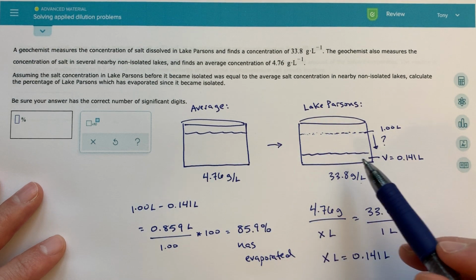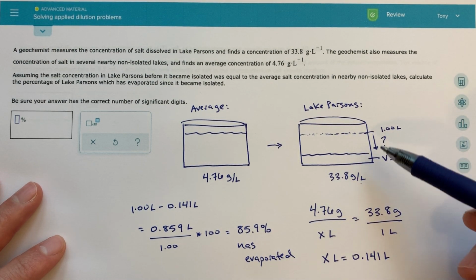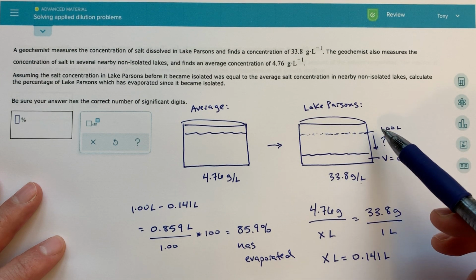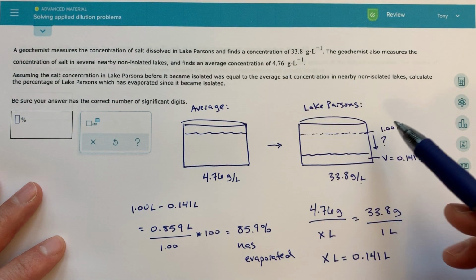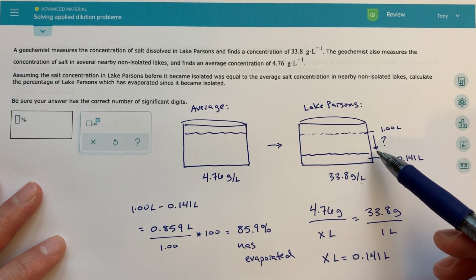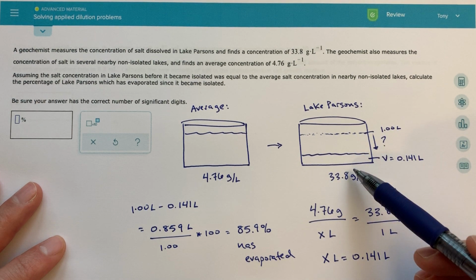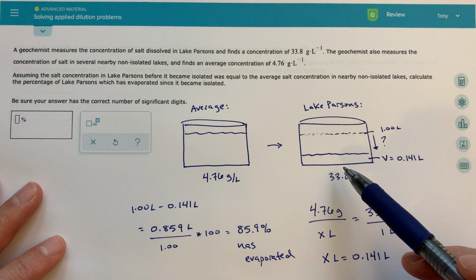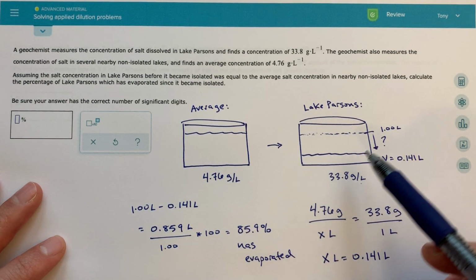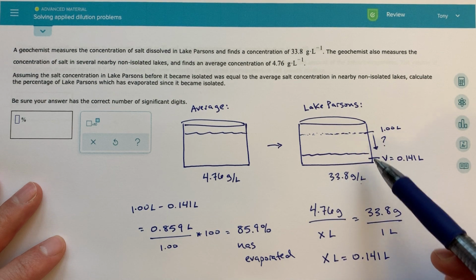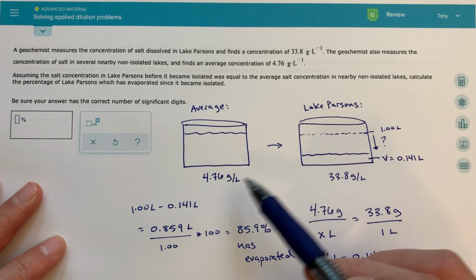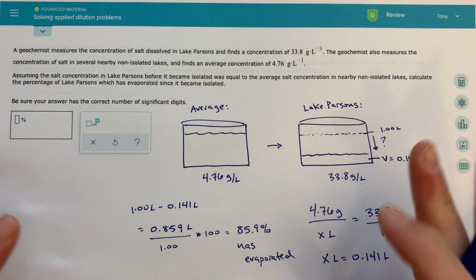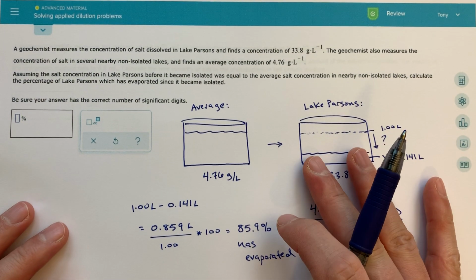But when we draw some pictures out and ask, what is it really asking? This picture here, where we're starting at this 1 liter, assuming it started at 4.76 grams per liter, as we lose our solvent, as we lose our water, that's going to concentrate our solution. So what we solved for was, if we started at 4.76 grams per liter, how much volume would we have to convert that to 33.8 grams per liter. That's definitely the more confusing or challenging type of topic.